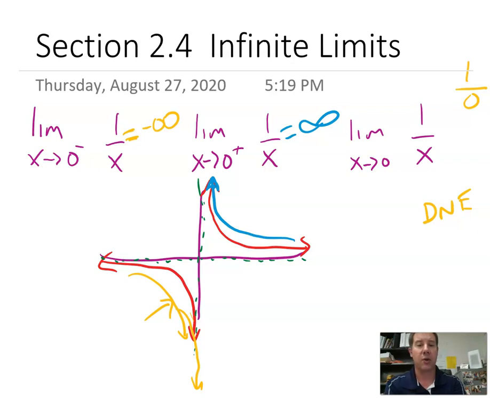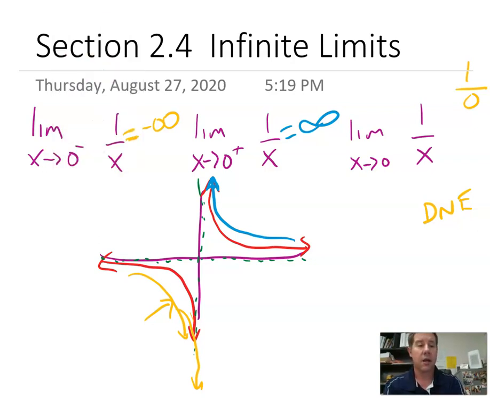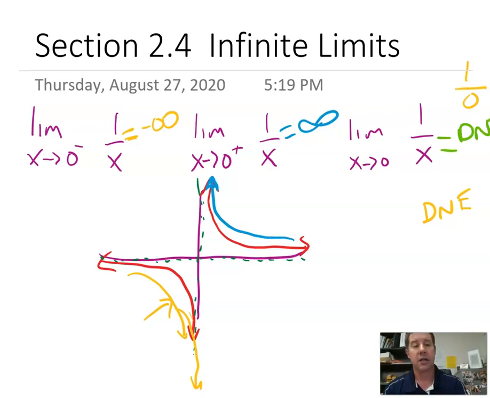However, when we go over to our two-sided limit, because the limit from the left and the limit from the right do not agree with each other, from the left I'm going to negative infinity, from the right I'm going to positive infinity, this would have to be does not exist.